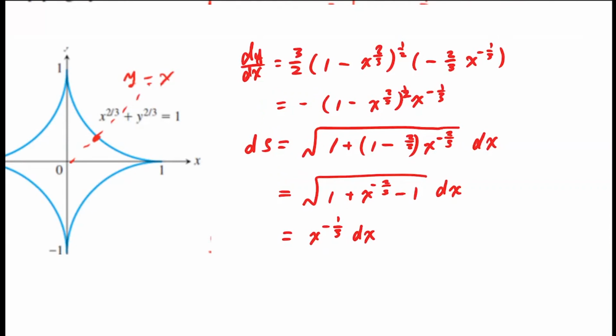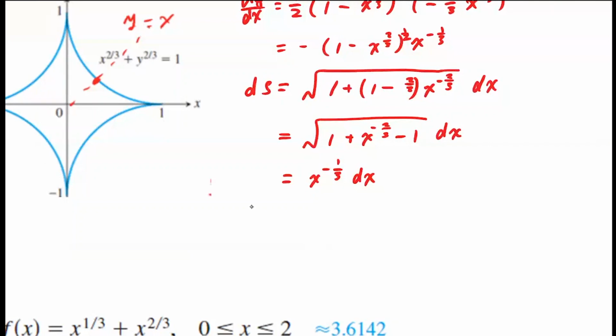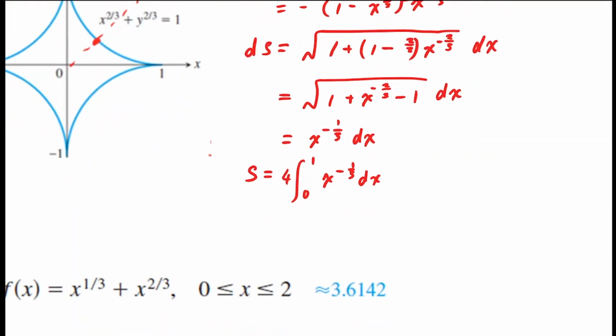So far so good? Any questions? Now, here's where the problem arises. If you want to integrate from 0 to 1, and then multiply by 8, or 4, of this thingy. So far so good? Now, here's a problem. The problem is when x is equal to 0, this thing is in the denominator. You're potentially looking at a vertical asymptote.